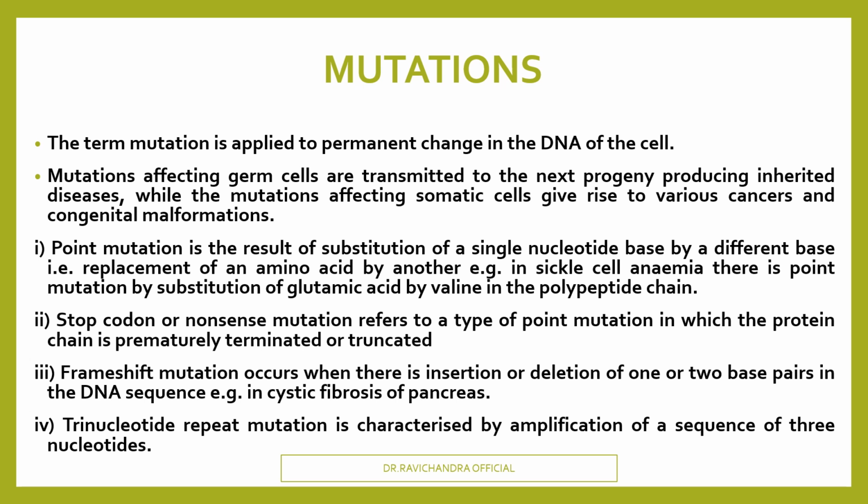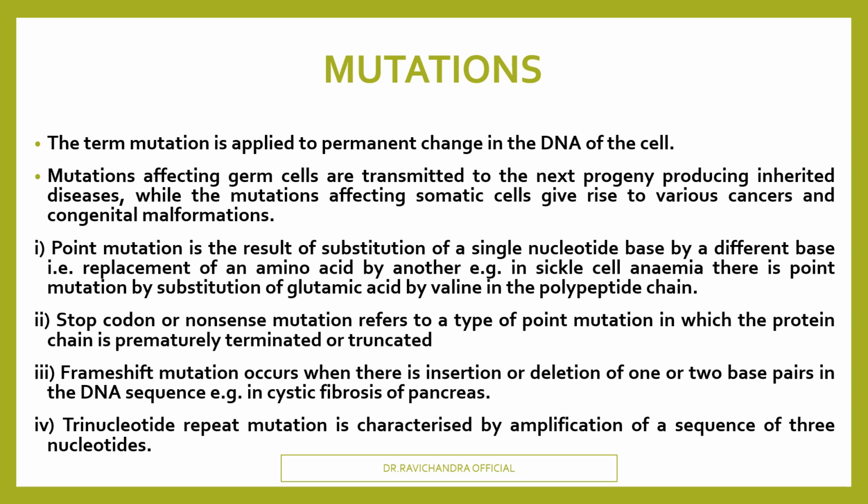Coming to mutations. Mutation is a permanent change in the DNA of the cell. Mutations affecting germ cells are transmitted to the next progeny, while the mutations affecting somatic cells will give rise to cancers and congenital malformations. Point mutations are the result of substitution of a single nucleotide base by a different base, replacement of one amino acid by another. For example, in sickle cell anemia, there are point mutations.